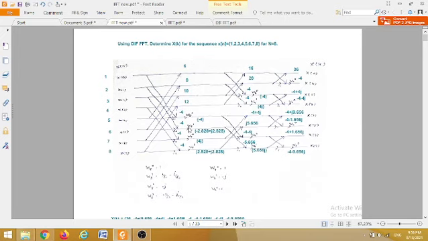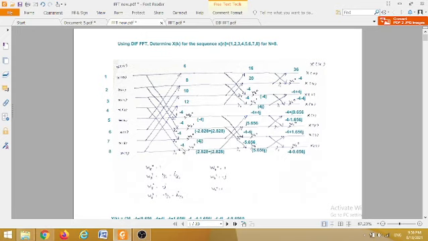So what is W8 power 1? W8 power 1 is 1 by root 2 minus j by root 2. 1 by root 2 is 0.707 and minus j into 0.707. So when you multiply with this minus 4, you will be getting minus 2.828 plus j 2.828. And then here we have minus 4 multiplied with minus j, so minus 4 into minus j, you will be getting 4j.